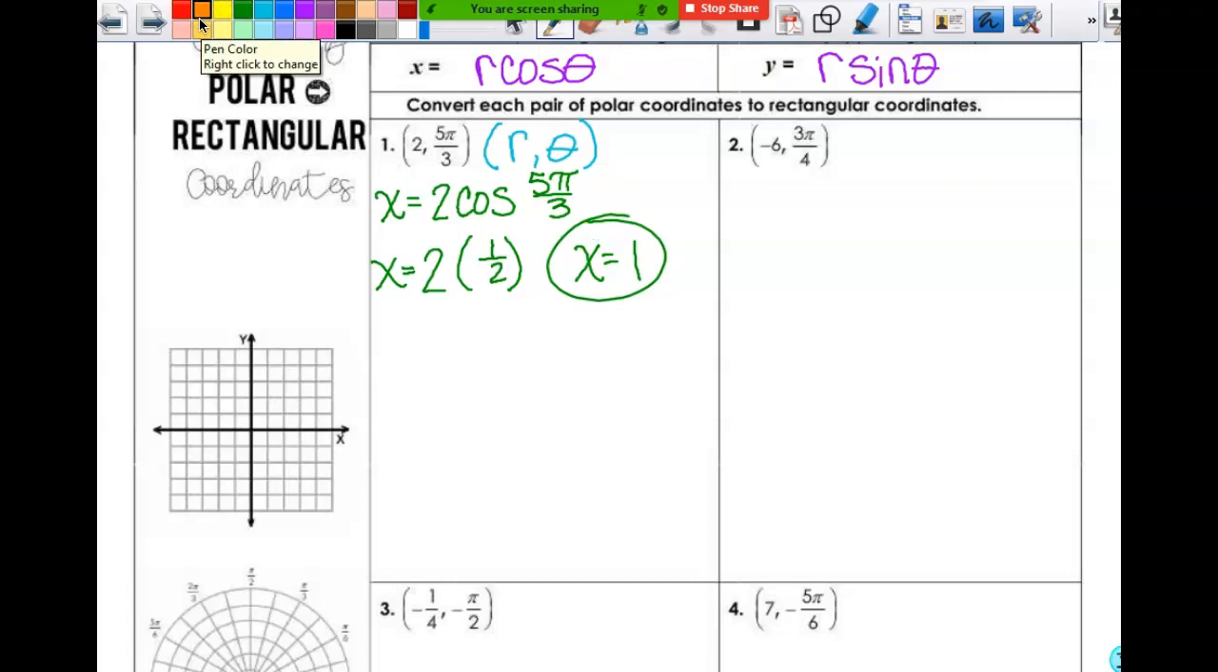Because the cosine of 5 pi thirds is 1/2. Use your hand trick, the fingers of pi. Yes, absolutely. Thank you. That's exactly what I was going to say.